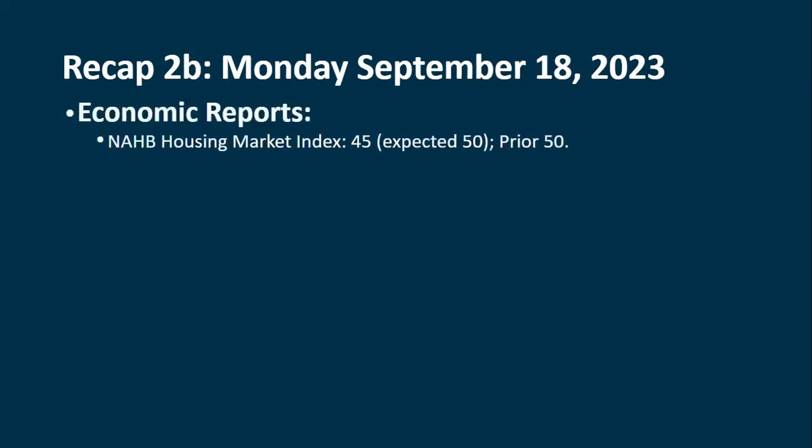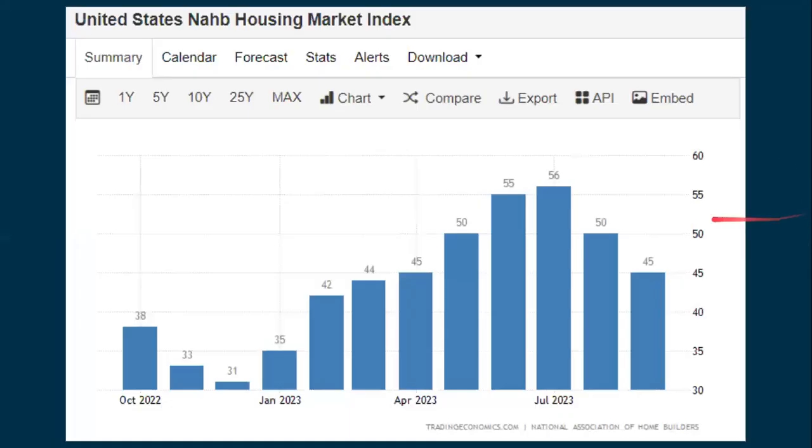The economic reports that came out, we just had the NAHB Housing Market Index. It came in at 45, weaker than the 50 they had expected, and also weaker than the 50 we saw last time. Here's a chart showing how it is coming down a little bit. So we're seeing some continued weakness in the housing market.